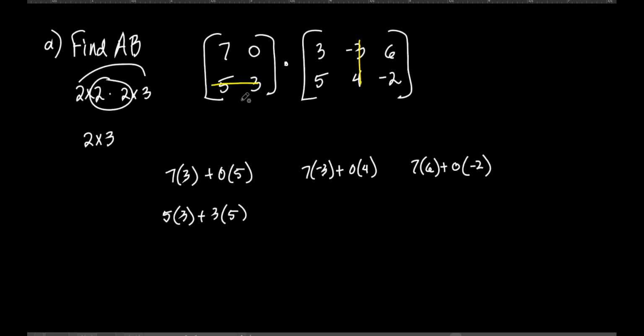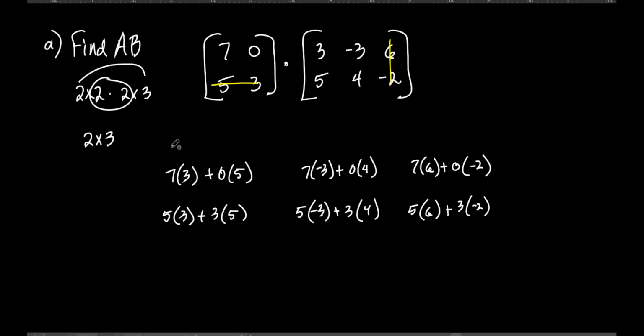All right, now what do I do? 5 times -3 plus 3 times 4. Got one more to do. You getting the hang of it? Yeah. Just takes a few minutes to kind of get used to the pattern, right? Once you see that pattern, it's not really difficult to do. Now what do we do? 5 times 6 plus 3 times -2.